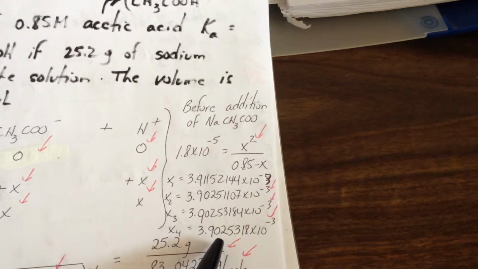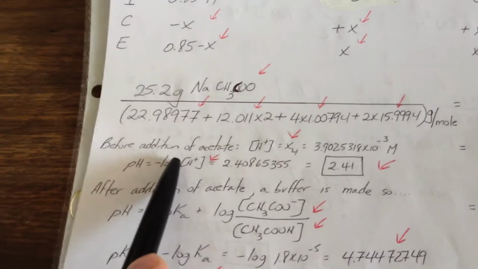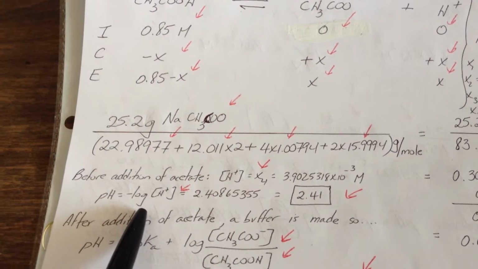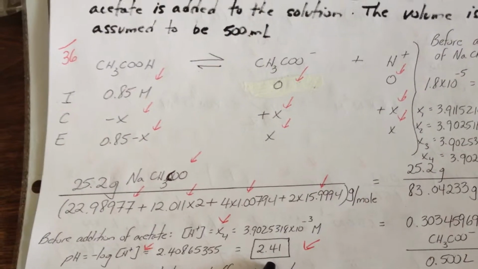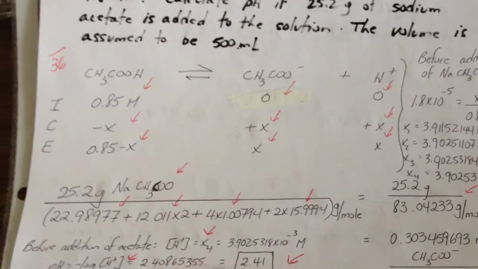So the concentration at equilibrium for H plus turns out to be 3.9 times 10 to the minus 3. We plug that into the pH equation and we get a pH of 2.41 when we account for significant figures. And then what we do is we add the sodium acetate.